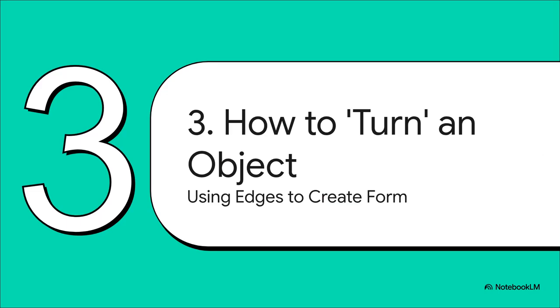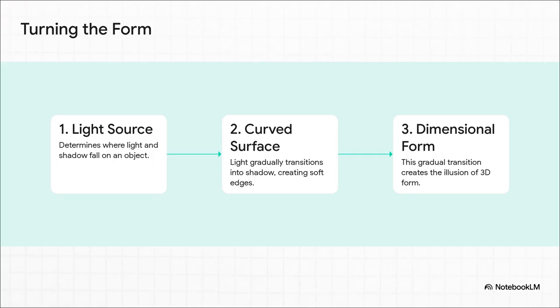All right, let's get into one of the coolest and most powerful things you can do with soft edges, taking a flat circle and making it actually look like a sphere. This is what artists call turning the form. It's really a pretty simple three-part process. First, you've got your light source. Second, on a curved surface, that light doesn't just hit a wall and stop, it gradually, gently fades into shadow.